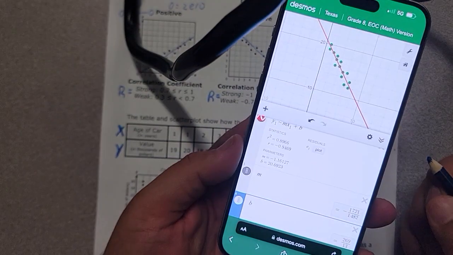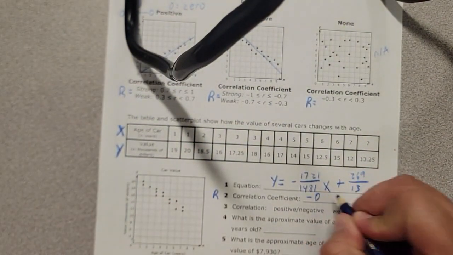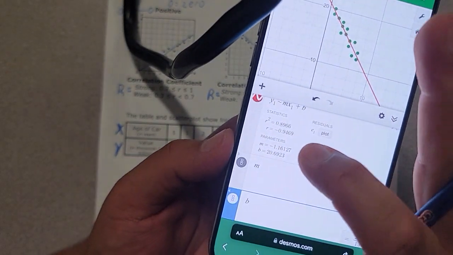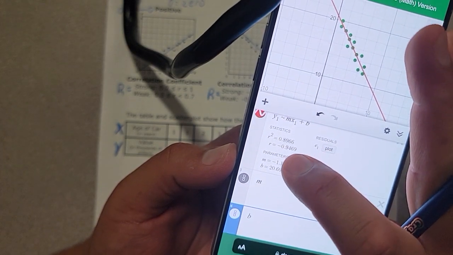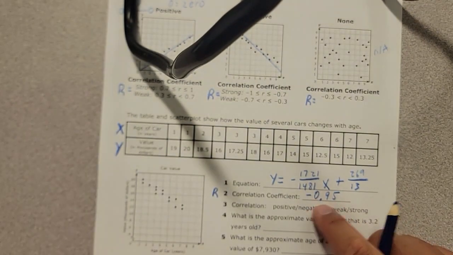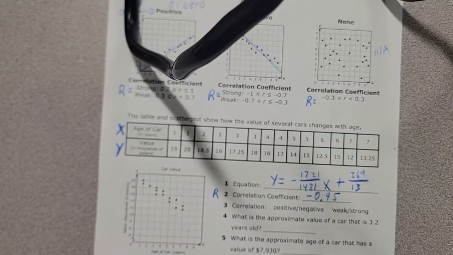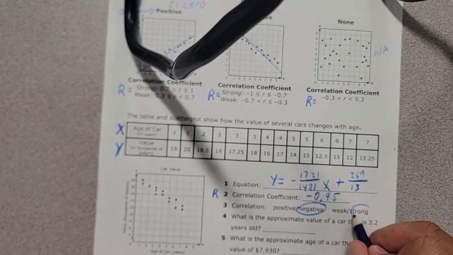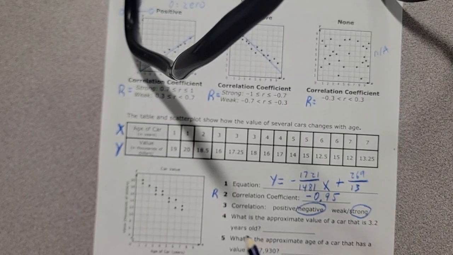So negative 0 point, and we're going to round it to 95, all right? Remember, if the third decimal is a 5 or higher, it rounds, so we're going to round it up. This is rounded to the hundredths place. So we know this is a negative correlation because it's a negative number. We know it's strong because it's like 90 cents, 95 cents.